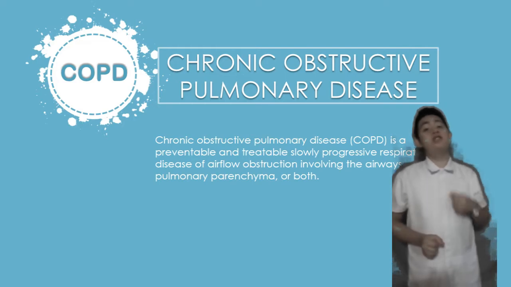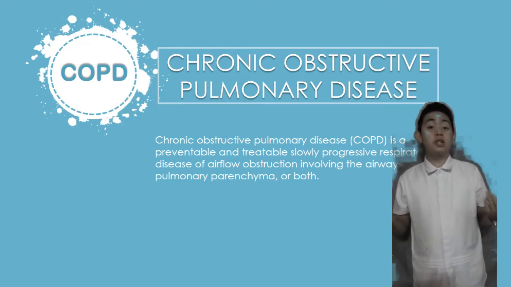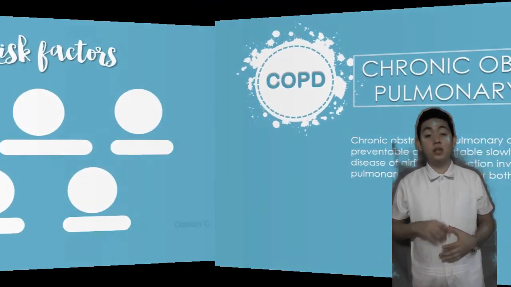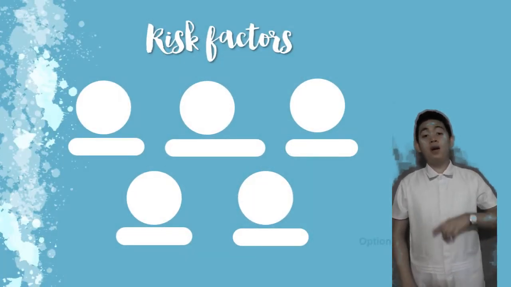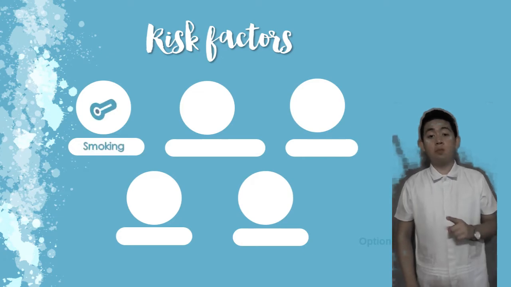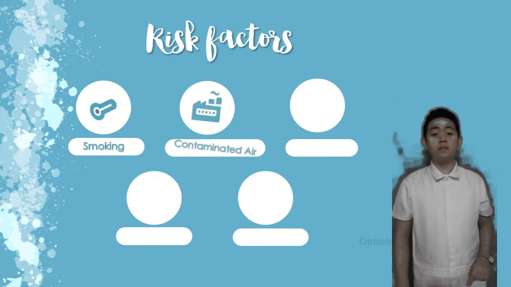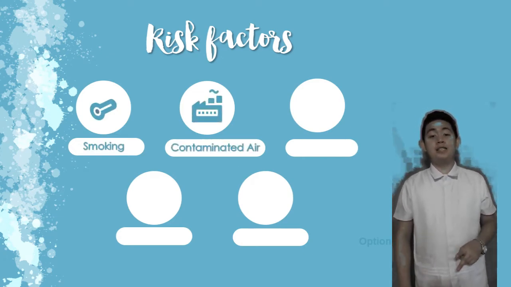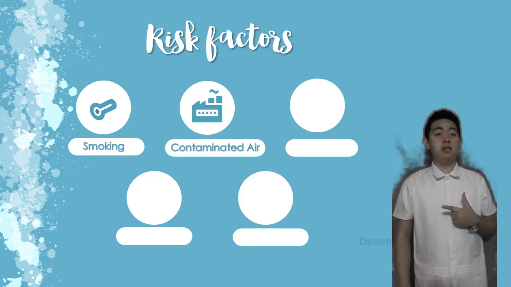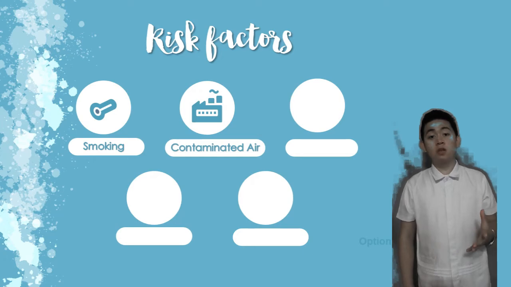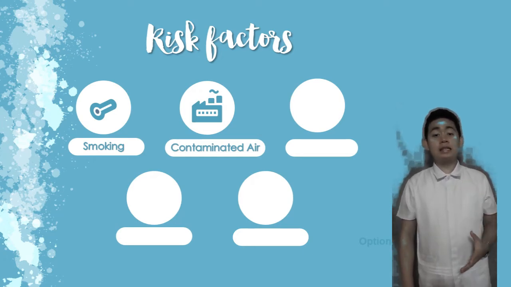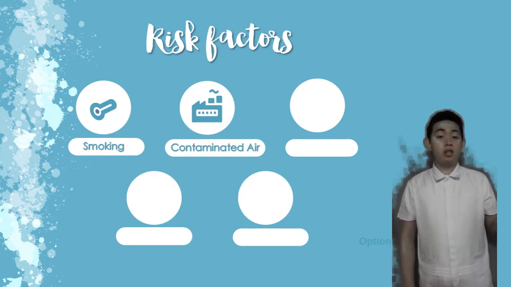Now, let's talk about the risk factors, or the contributing factors, for why a person develops COPD. First, smoking. About 95% of our COPD patients are heavy smokers. Another reason is constant exposure to contaminated air. Some of our COPD patients who are not heavy smokers developed COPD because they worked in factories where they were exposed to harmful chemicals.